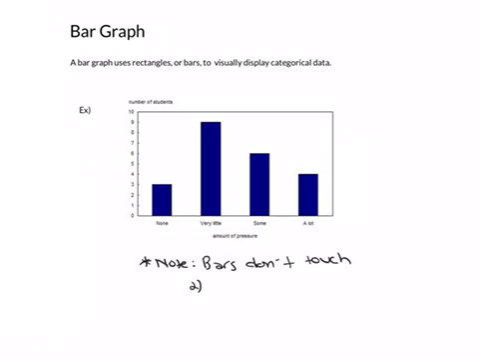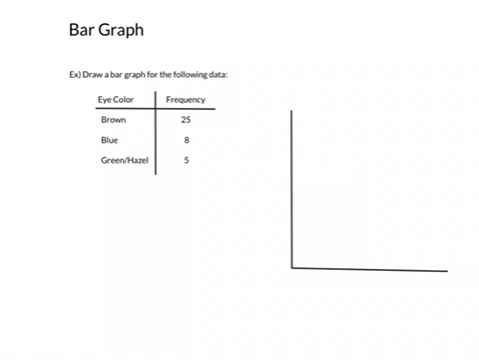The second thing I wanted to note is that bar graphs can be either vertical rectangles or horizontal rectangles. They're both bar graphs, so it could be either vertical or horizontal. In this particular example, it is a vertical bar graph display, and it really doesn't matter which way you want to do it.